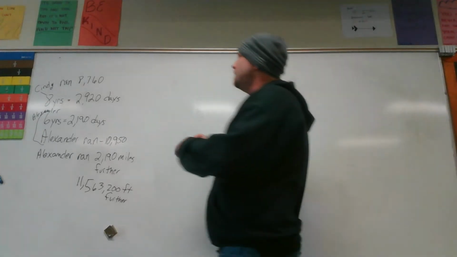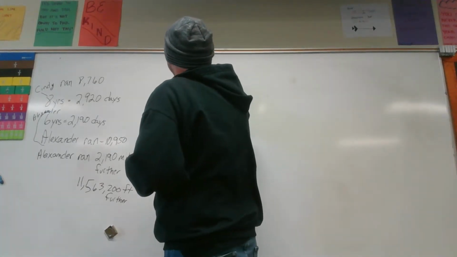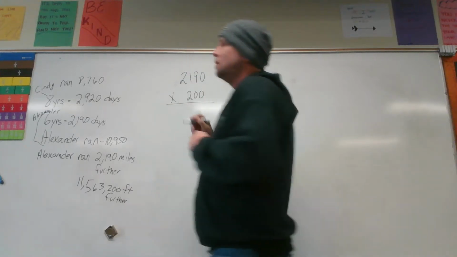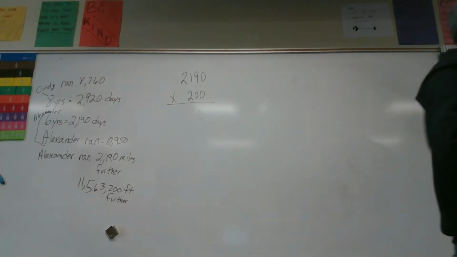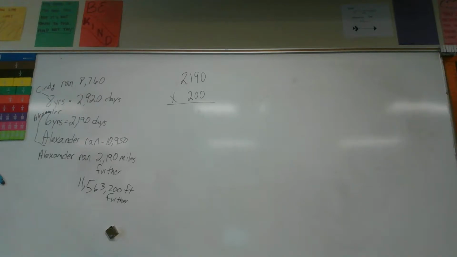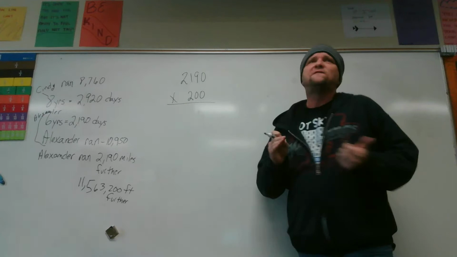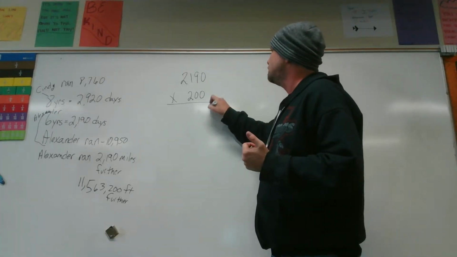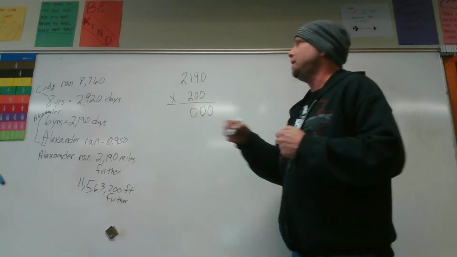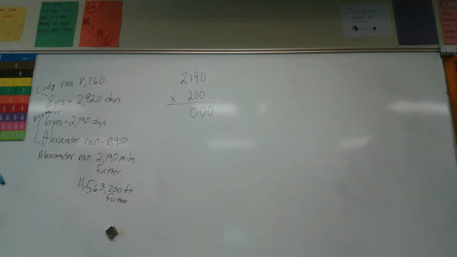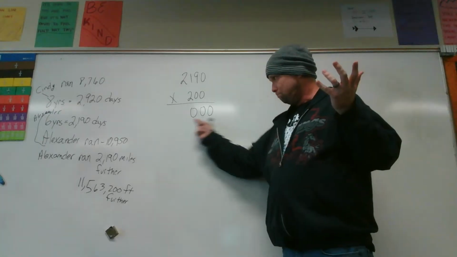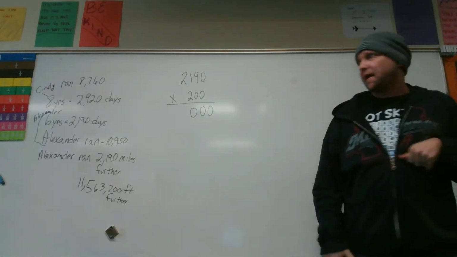2,190. So he ran 2,190 days, and each one of those days, warming up, he ran 200 yards. Yards, feet, what was it? Feet. Now you're like, 4 digit by 3 digit? That's so difficult. Really not. I can move these 3 zeros that are at the back straight down, and then all I'm doing is multiplying 219 by 2. My answer has these 3 zeros at the back.